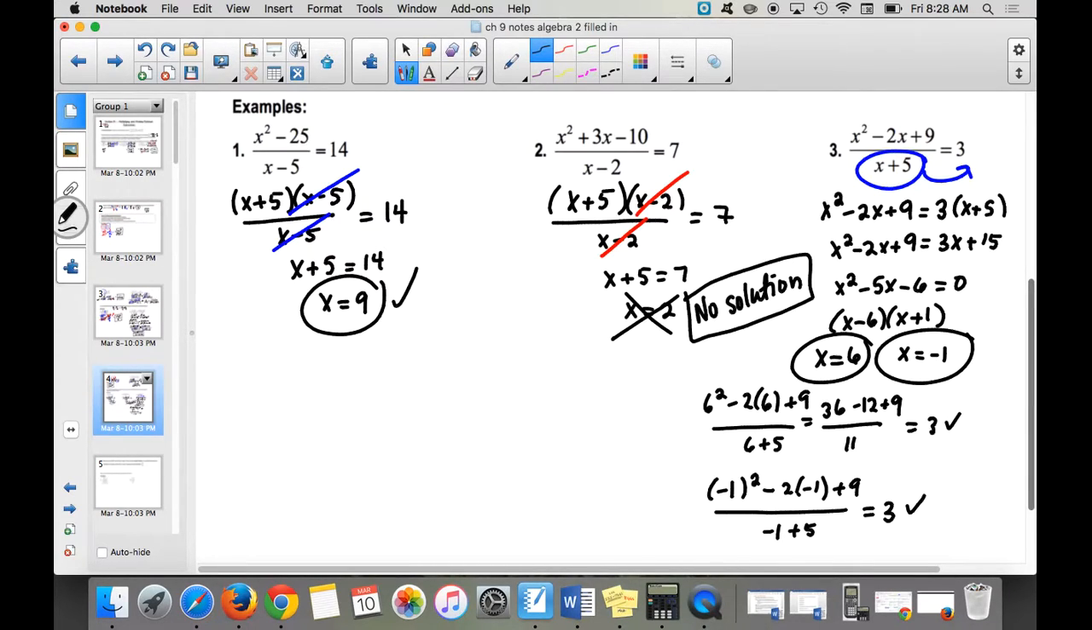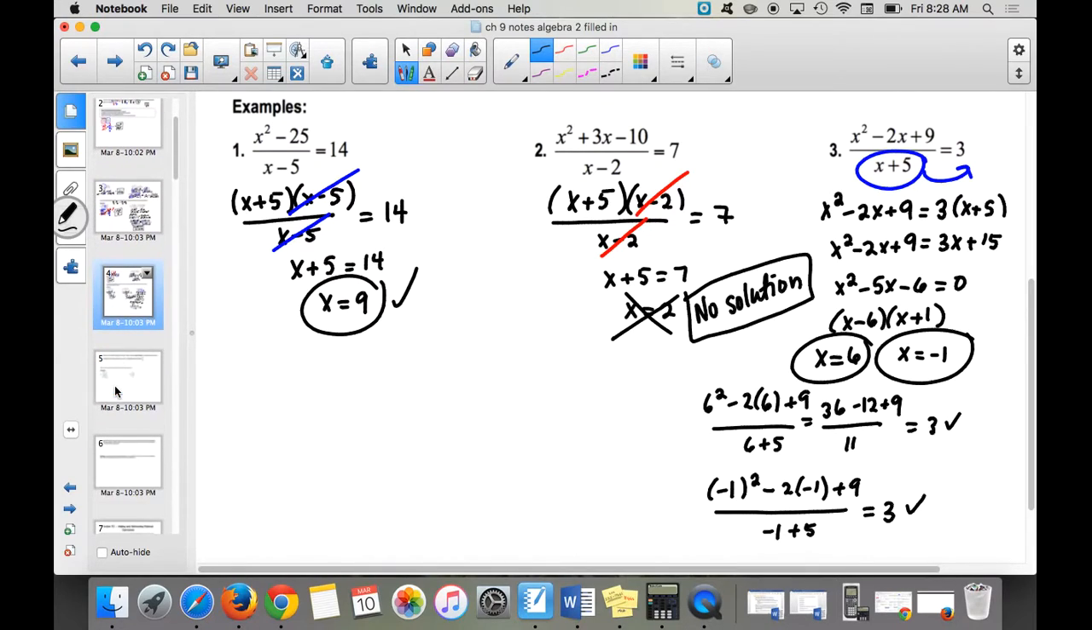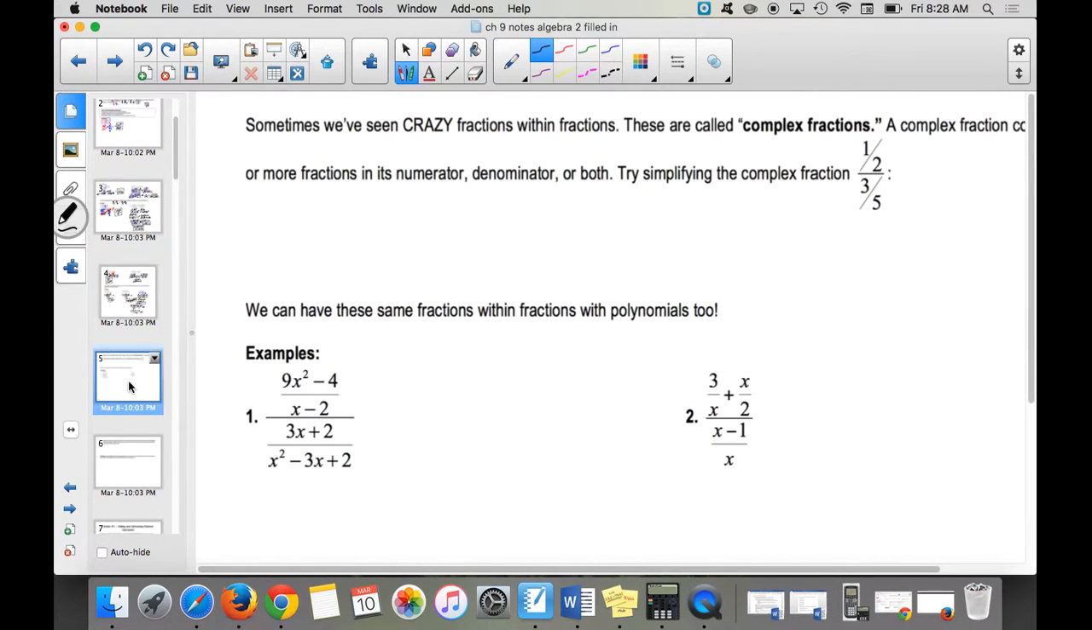Okay, does this make sense? So this is solving equations that have rational expressions. Okay, so let's get to the weird stuff. So look at this problem. Doesn't this look so fun? This 9x squared minus 4 over x minus 2 divided by, ooh-wee. So that's what it says in the notes.